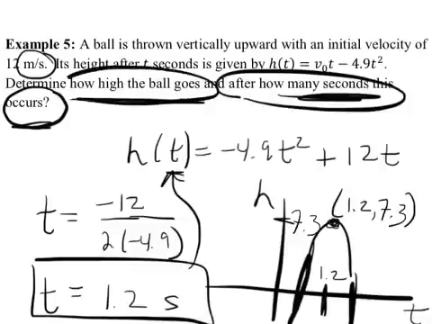Okay, and that's determining how high the ball goes, 7.3 meters. So as a verbal statement, we would say the max height of the ball is 7.3 meters, and this occurs after 1.2 seconds.